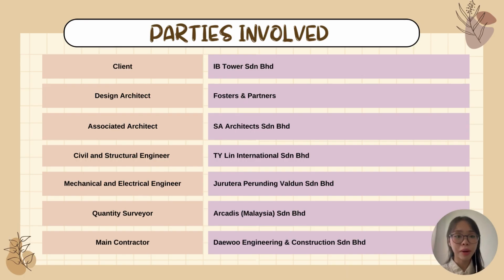The table shows the parties involved in the construction of the project. The client for the project is the IB Tower Sajan Berhad. The design architect is Foster's and Partners, an international architect from the United Kingdom. The associated architect is SA Architect Sajan Berhad.